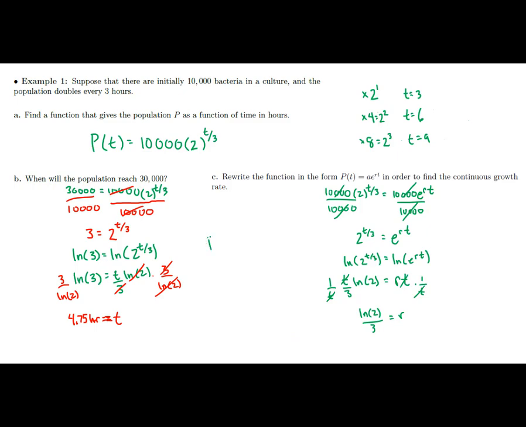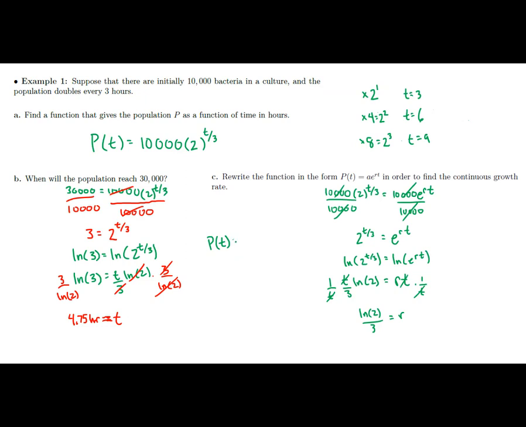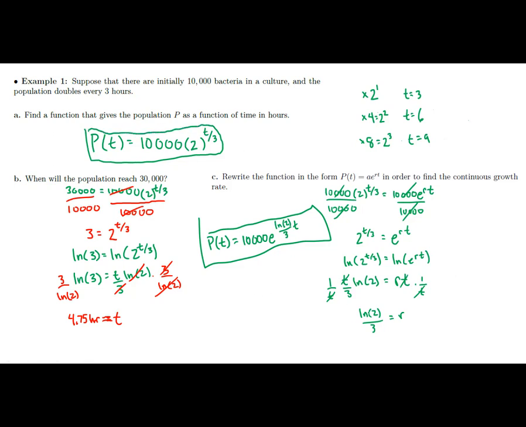So what we can say is that P of t is equal to 10,000 e to the r, and it's always best to leave it exact, so I'm not going to type that in the calculator. I'm just going to leave it like this. Natural log of 2 over 3, that's my r, times t. So this function and this function here, they're the same function. They're just expressed differently. But what I can say is that this is my r, the continuous growth rate.